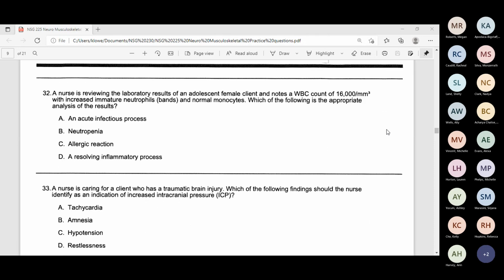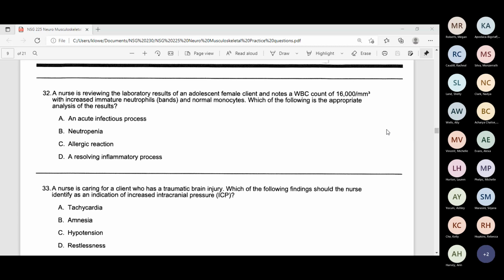A nurse is reviewing the laboratory results of an adolescent female client and notes her WBC of 16,000 with increased immature neutrophils, the bands, and normal monocytes. Which of the following is the appropriate analysis of these results? A. Yes, an acute infectious process.